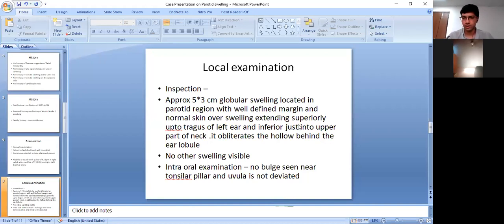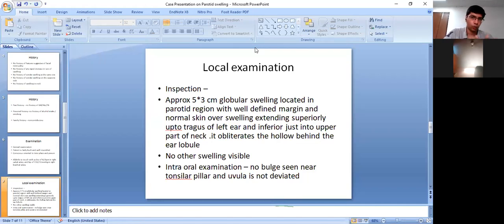Any one differential diagnosis? Lymph node enlargement. Someone said something, I didn't hear it. Obliteration of the retromandibular groove is the feature of a parotid swelling, but what is the differential diagnosis? Lymph node swellings. Exactly. So the most common non-parotid differential diagnosis in the parotid region is lymph nodes.